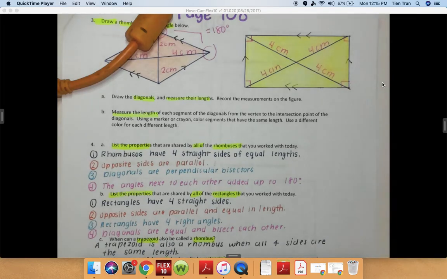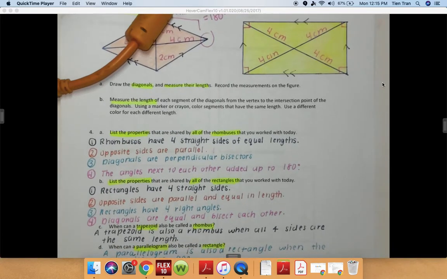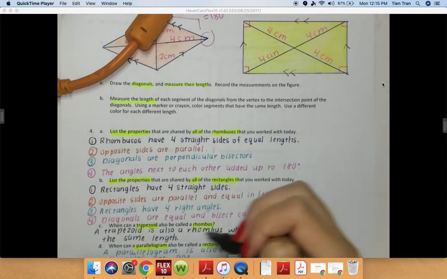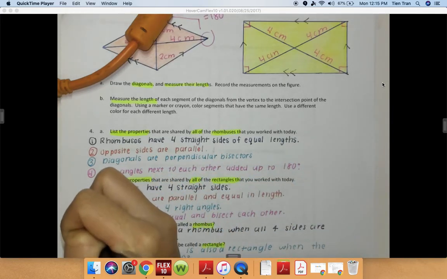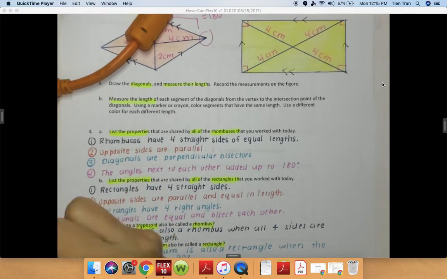Okay? Now, problem C. When can a trapezoid also be called a rhombus? Remember last time we talked about the trapezoid. The trapezoid looks kind of like this. I'm going to draw it right here so you guys remember what it looks like. Oh, that's a terrible drawing. Let me try that again.